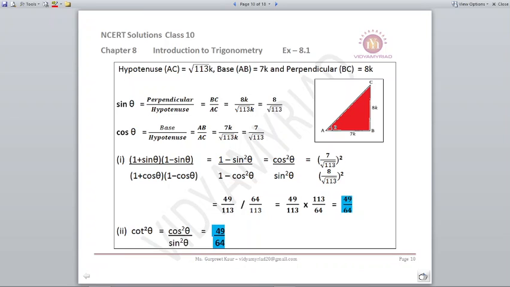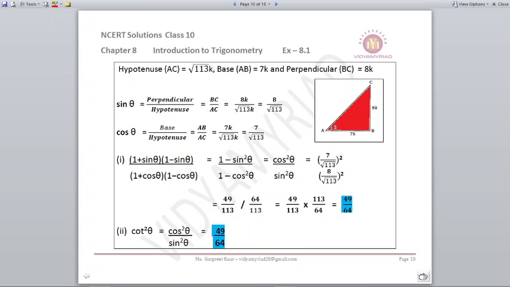We have the values with us. On squaring 7 upon root 113 and 8 upon root 113, 113 gets cancelled. We are left with 49 upon 64. That is the answer for the first part.